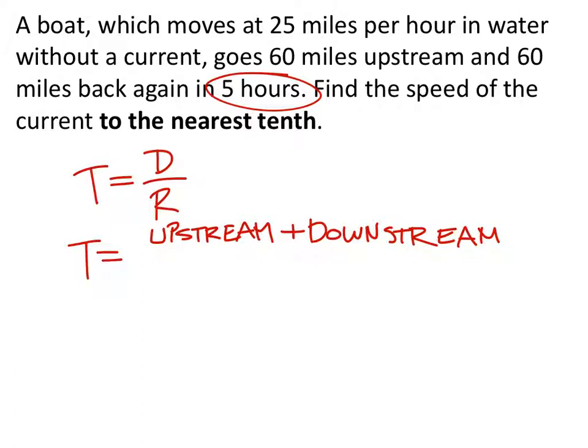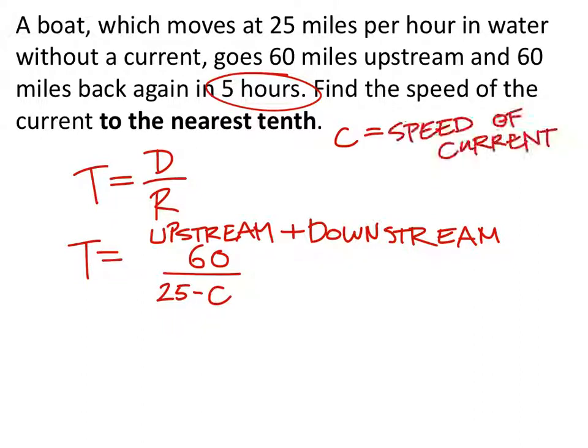So the upstream time, that's against the current. The upstream distance was 60 miles. And the rate would be the rate of the boat at 25. But because it's against the stream, we're going to take away the current. So C is the speed of the current. All right, and we're adding this to the downstream. Downstream, it was also 60 miles. And the speed of the boat, 25 miles per hour, but this time we're adding the current speed because they're going with the current now.